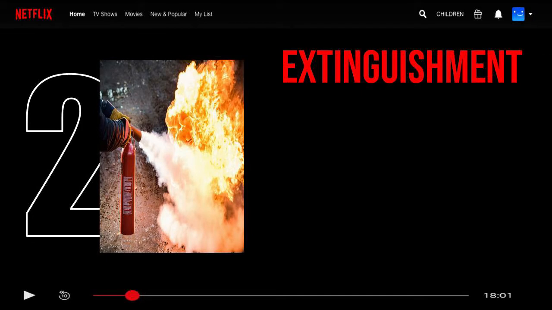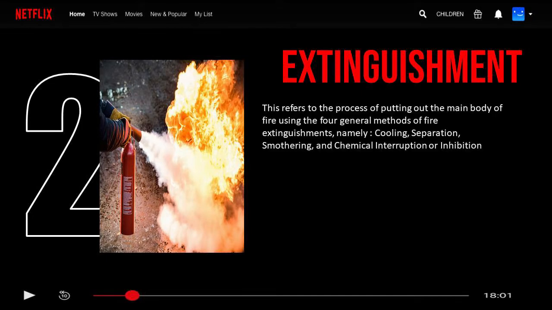Second, what is extinguishment? This refers to the process of putting out the main body of fire using the four general methods of fire extinguishment, namely cooling, separation, smothering, and chemical interruption or inhibition.